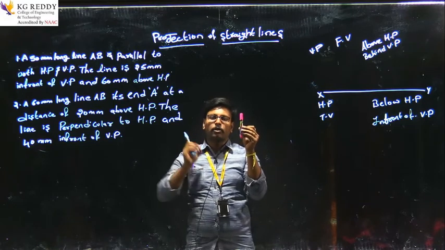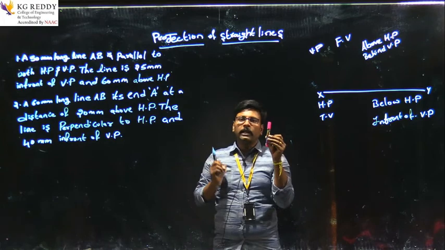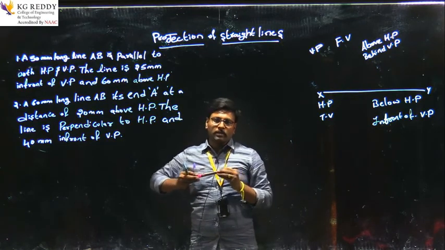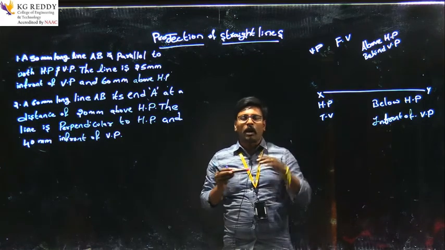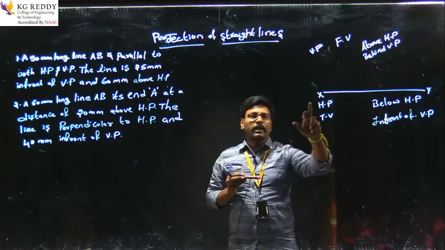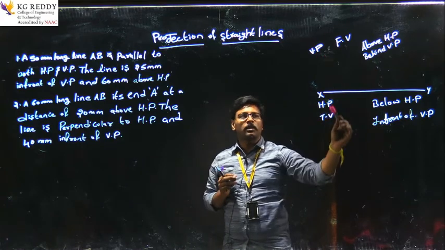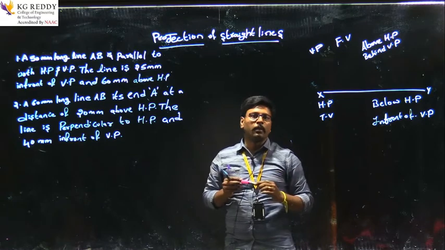One is parallel to both the planes, perpendicular to one of the planes, inclined to one of the planes, and inclined to both the planes. So coming to the concept of projection of points that we have to remember, here it is. The XY is an axis, the reference axis. Here is a vertical plane and a horizontal plane, the front view and the top view.